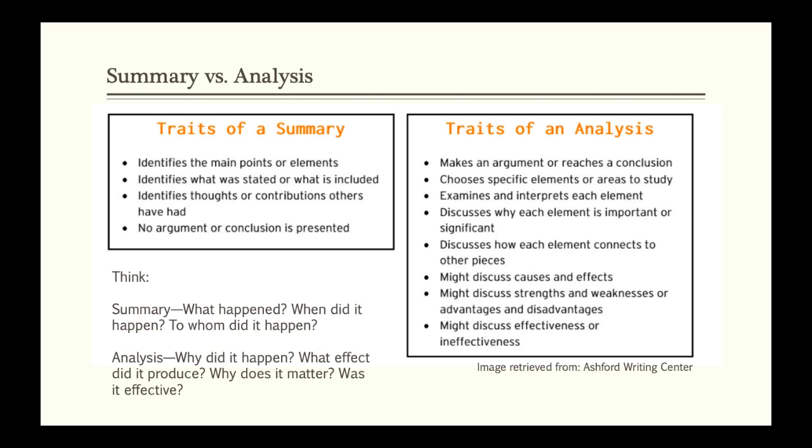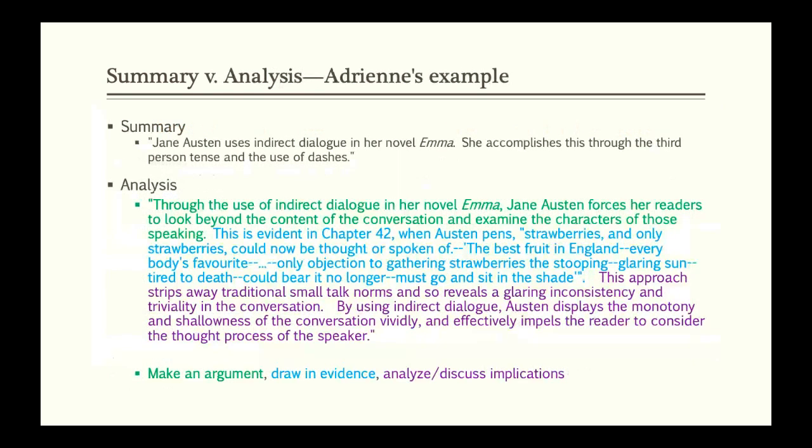Okay, so on to the next slide, please. Okay, so here we're going to take a look at another example and really just see summary versus analysis in action. So this is another example for you, and we're going to start off with the summary. Quote, Jane Austen uses indirect dialogue in her novel Emma. She accomplishes this through the third-person tense and the use of dashes.